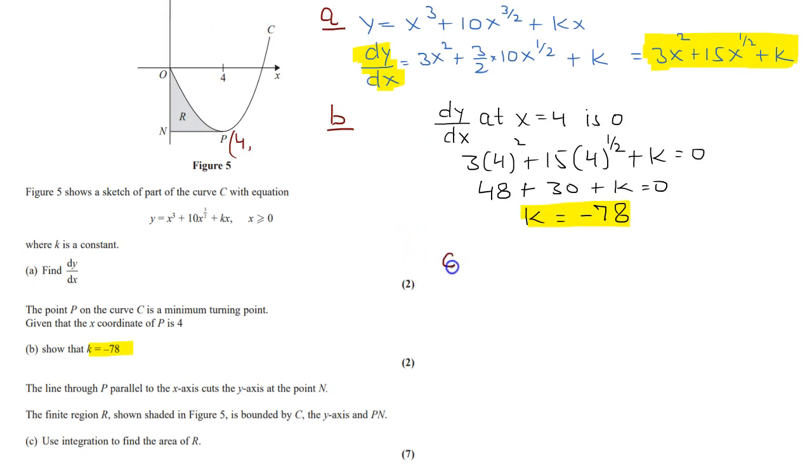Now part C is: the line through P parallel to x-axis cuts the y-axis at the point N. The finite region R shown in the figure 5 is bounded by C, y-axis and PN, by the curve, y-axis and PN. Use integration to find the area R. Find the area of R. We use integration to find the area between the curve and the x-axis. This is something different.